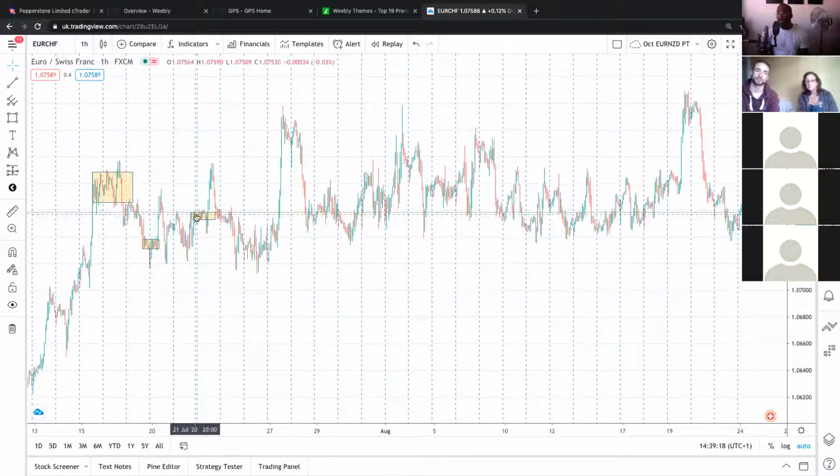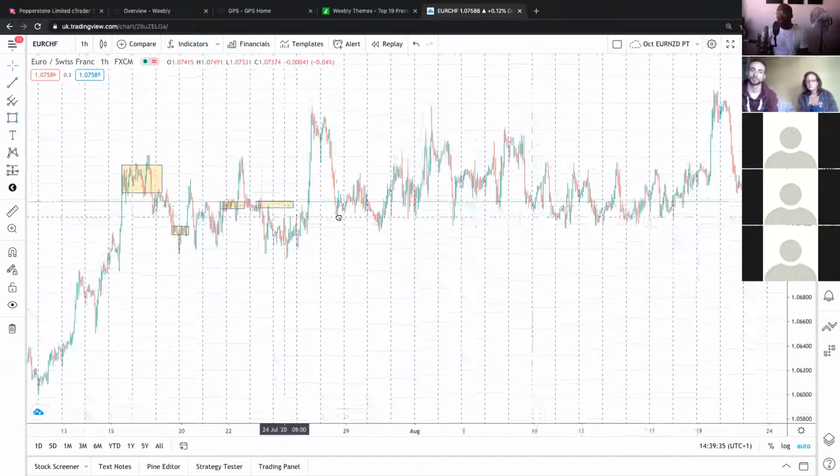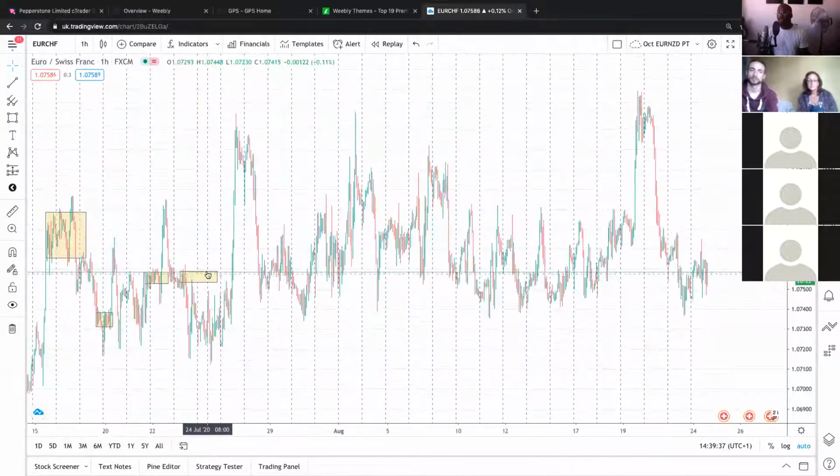Looking back now at these box zones that I've drawn, we can see price is hitting the top of this zone. Now, again, this could be something that you might want to just repeat and replicate and bring over. Try and bring this over here.